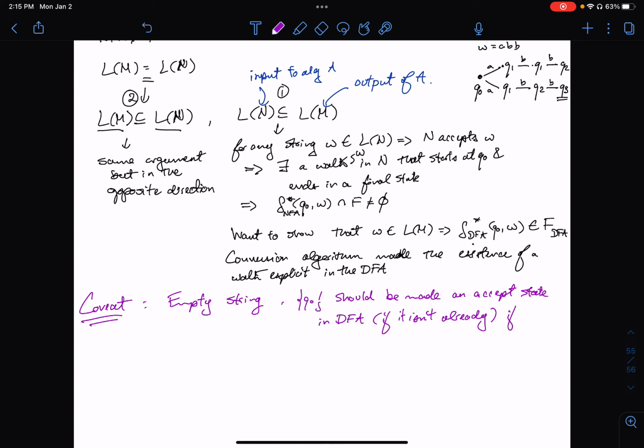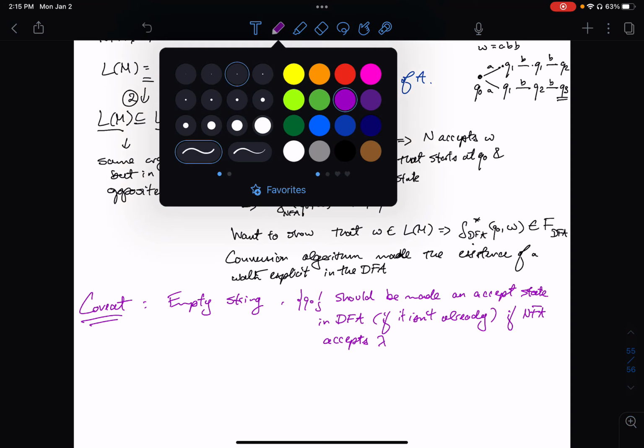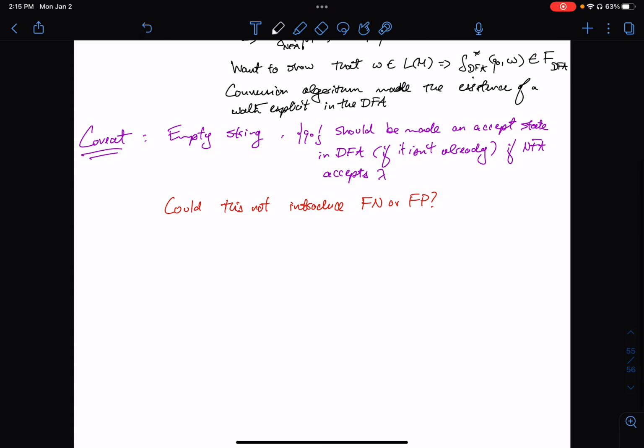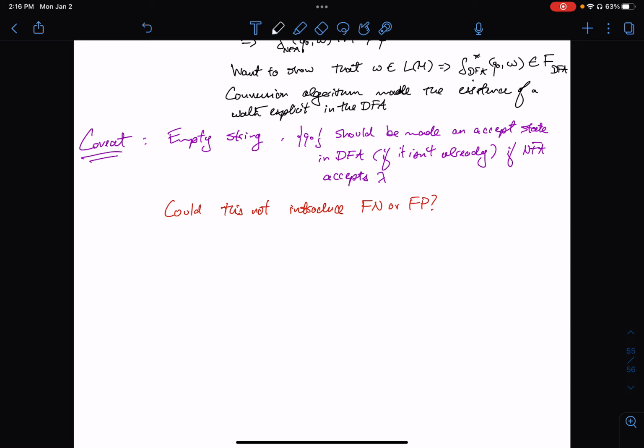If the NFA actually accepts the empty string, you might be thinking, doesn't this introduce the potential of false negatives or false positives? Well, my answer to that question, and the proof of correctness, would say no, because what would it mean?